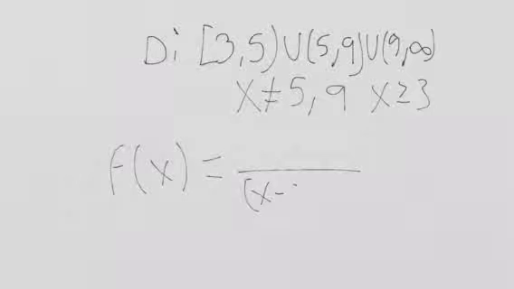And if I include x minus 5 in the denominator, now plugging in 5 would cause me to divide by 0. And if I do x minus 9, now plugging in 9 would cause me to divide by 0. So now I've excluded 5 and 9 from the domain of this function.